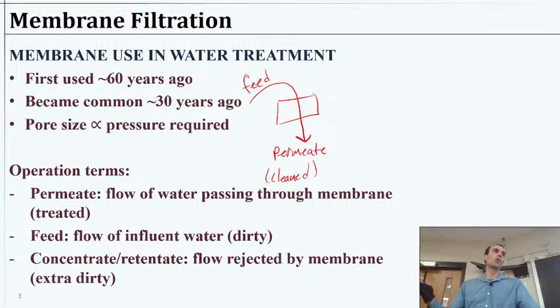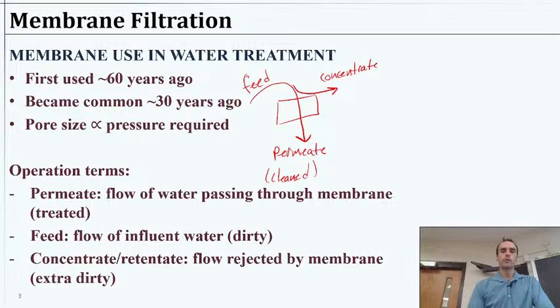And then typically we won't just have the two, because if we just have the two, that membrane's going to get clogged pretty quick. It's kind of like a batch system where we'd have to stop it, clean the membrane, and start over again. So instead, oftentimes we'll let some of the water flow away from the membrane, not passing through it, and this is what we would call the concentrate or the retentate. So again, in the orange juice example, maybe that's what we actually want to collect.